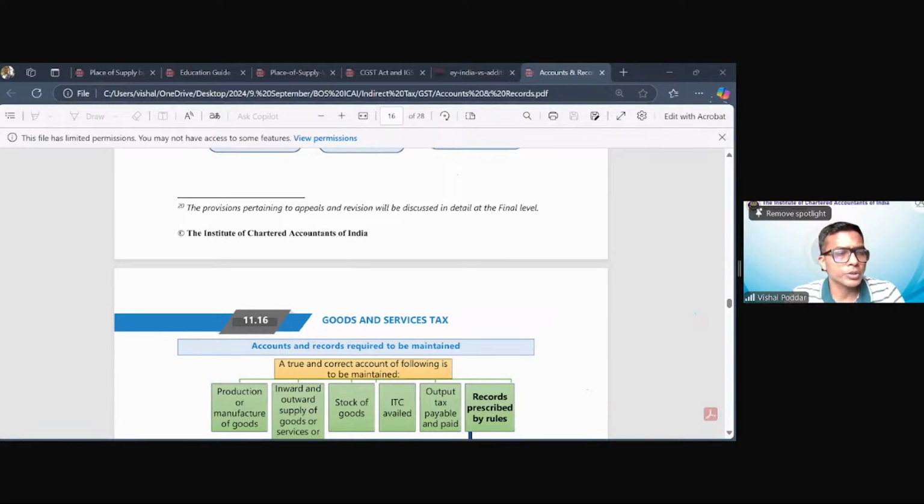Sameshwari, I did not get your question about ITC. ITC claim or no, this is what I'm not getting, बेटा. आप किसकी ITC की बात कर रहे हो?